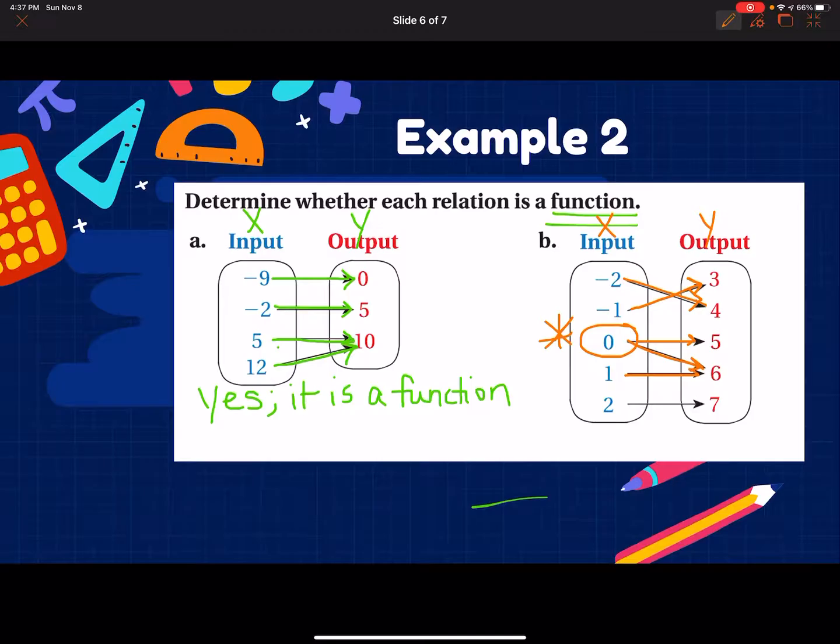Now our 1 pairs up with 6, which is still okay, and our 2 pairs up with 7, which is okay. But this 1 x, 0, cannot be paired up with 2 outputs. So we're going to say no. This relation is not a function. And if we're asked to explain, then all we have to say is the x value 0 has 2 outputs, 5 and 6.